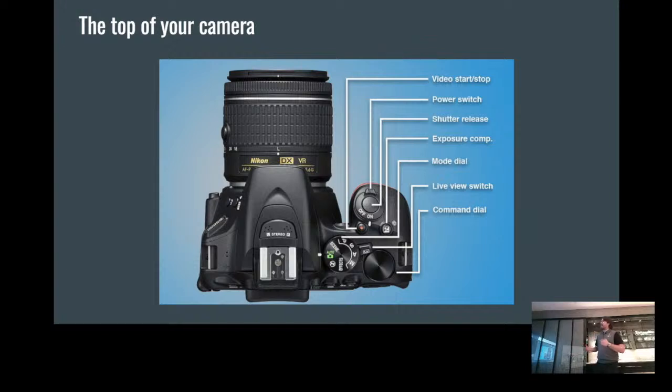So the command dial and mode dial are probably one of the few things that swivel or spin like that, other than the dial pad on the camera, which some cameras have, some don't. We'll talk a little bit more about that when we get there, but that's really what that is.